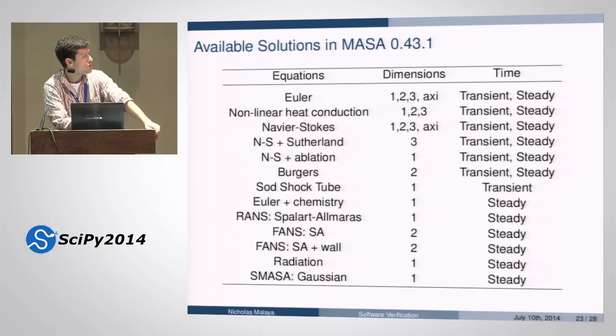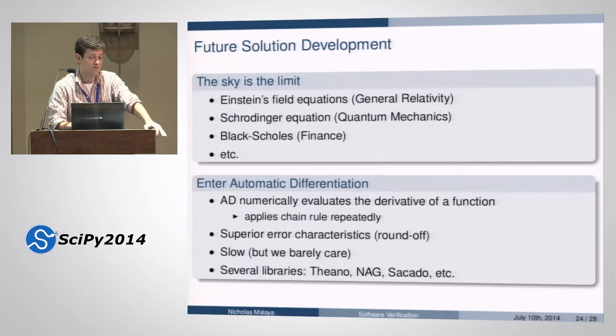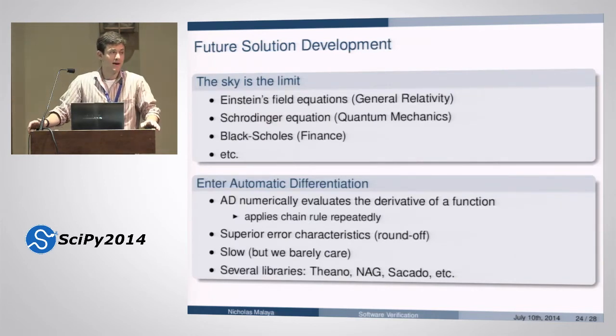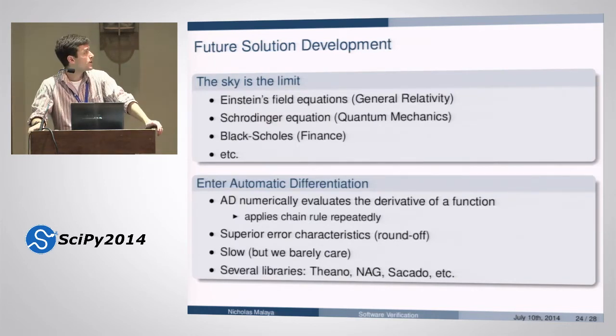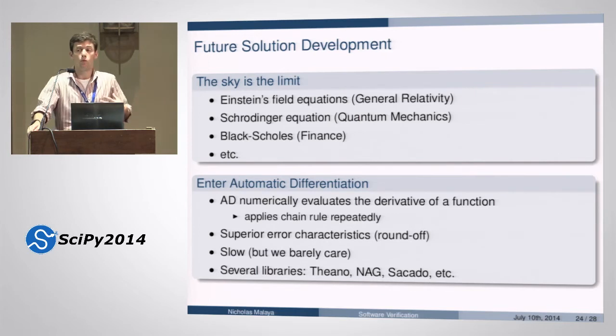These are the present solutions we have in it. Obviously, this looks relatively particular to our domain, which is fluid flows. But it's much broader than that. MASA is in principle capable of essentially any mathematical operator, so Einstein field equation, Schrodinger equation, Black-Scholes. It's very broad in that sense. But obviously, we're only going to develop for what we're interested in.